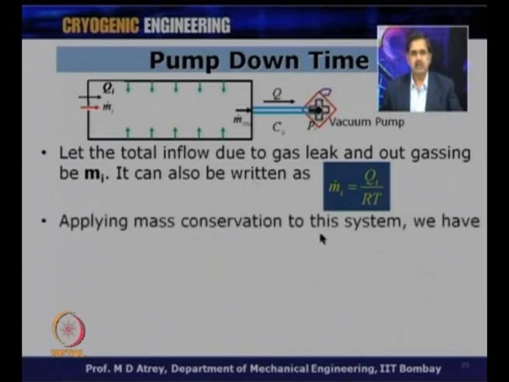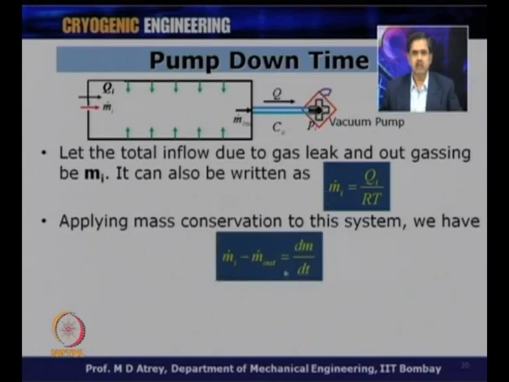Now, applying mass conservation to this system. I am talking about only the cavity to be vacuumed right now, where m dot I is the mass in leak and m dot out is the mass going out of the system. So we have m dot I minus m dot out is equal to dm by dt, which is a very standard expression for the law of conservation of mass.